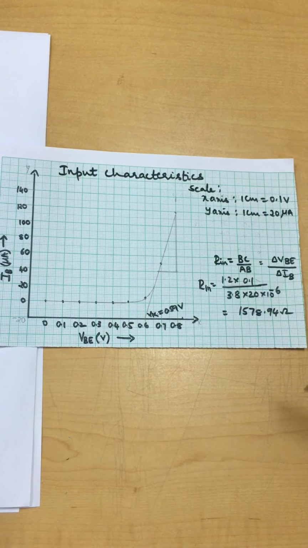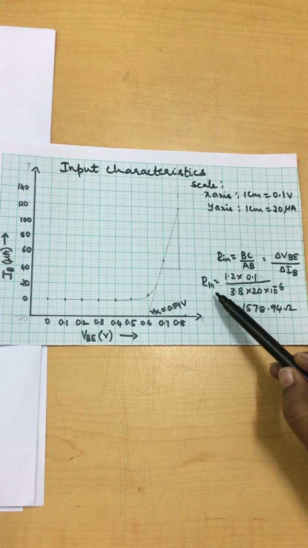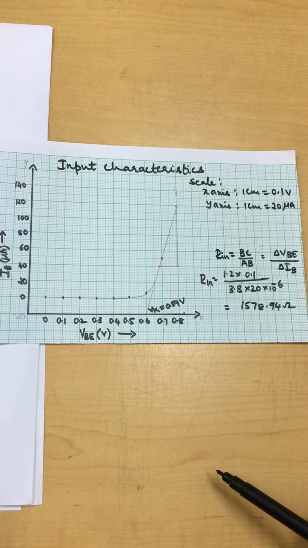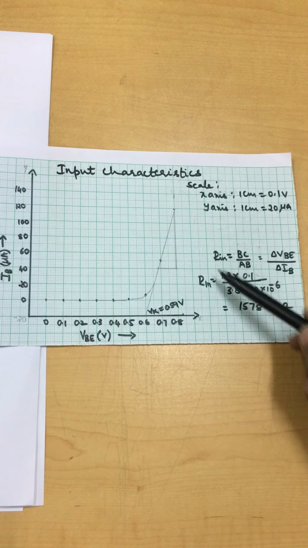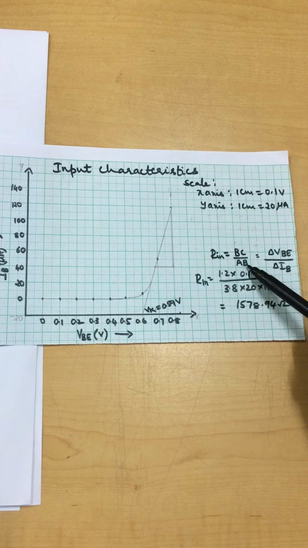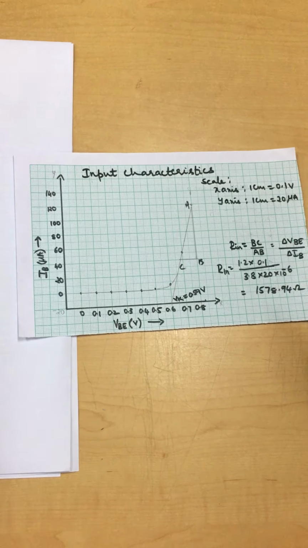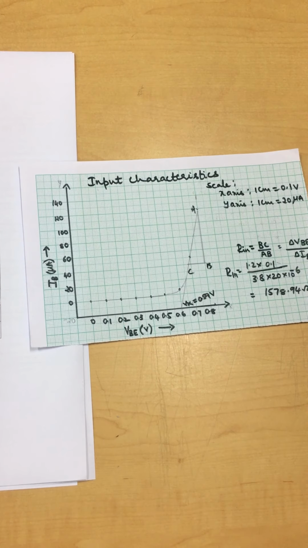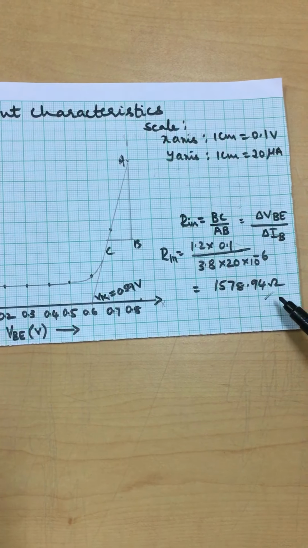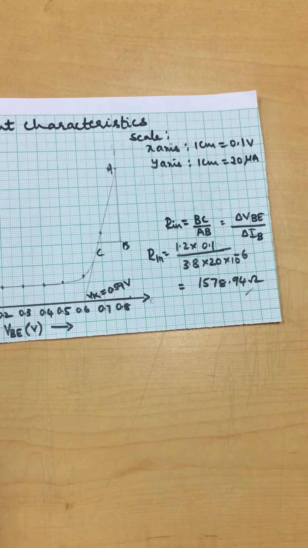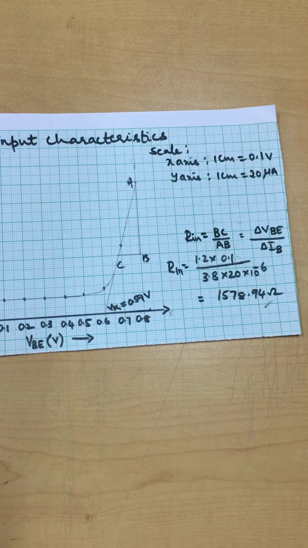Then one more thing I have to calculate is the input resistance. In this linear portion of the curve, I'll take the slope and calculate the input resistance, making use of Ohm's law. So input resistance is calculated. It is BC by AB. Suppose I take this as ABC, so it is BC divided by AB, and it is delta VBE by delta IB. So input resistance is 1578.94 or 1.57 kilo ohm. So two things we have determined here: one is the knee voltage and the other is the input resistance.